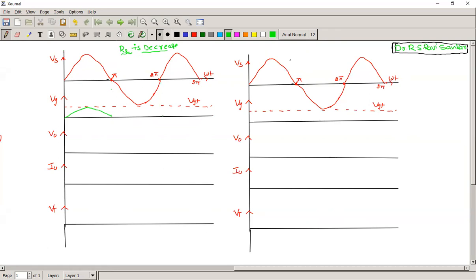Again, from 2 pi to 3 pi, the diode is forward bias, and the gate voltage exactly touches the peak. Now from 0 to pi, the SCR is forward bias, but the gate voltage is not sufficient up to this instant, so the SCR is in a blocking state. When the SCR is in the blocking state, the output voltage becomes 0.